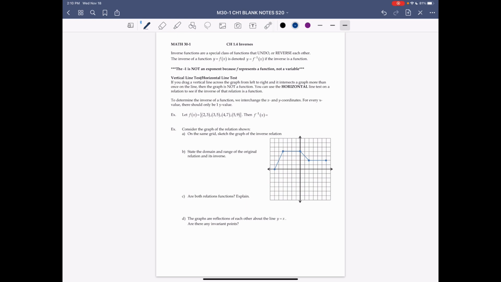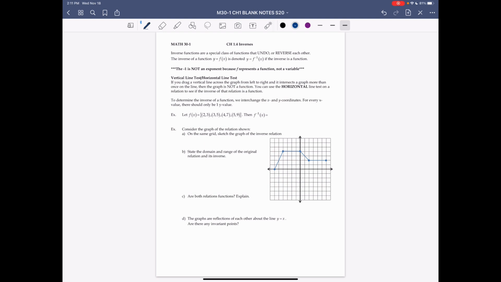Chapter 1.4 Inverses. Inverse functions are a special class of functions that undo or reverse each other. The inverse of a function y equals f of x is denoted y equals f superscript -1 of x if the inverse is a function. The -1 is not an exponent because f represents a function, not a variable.